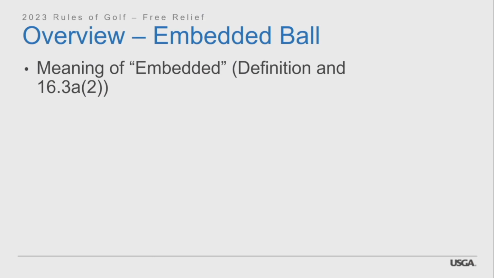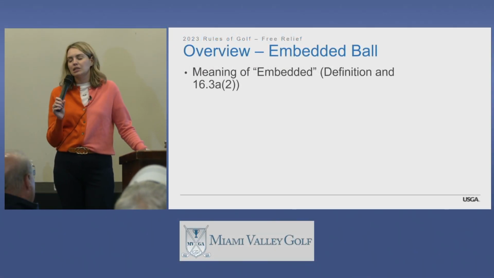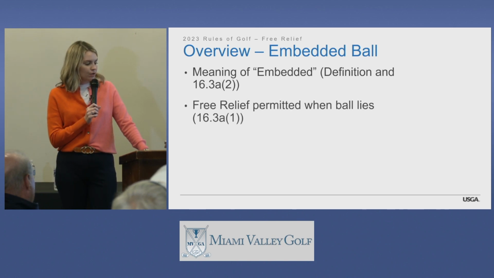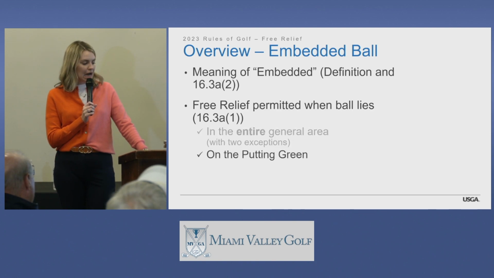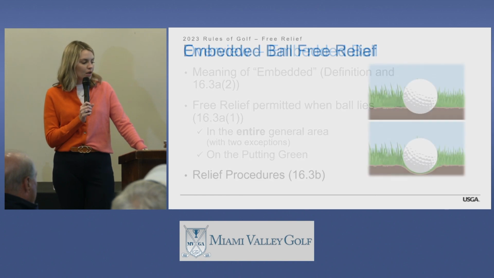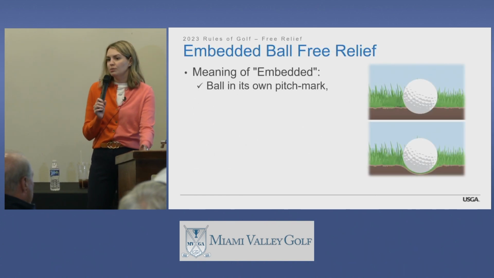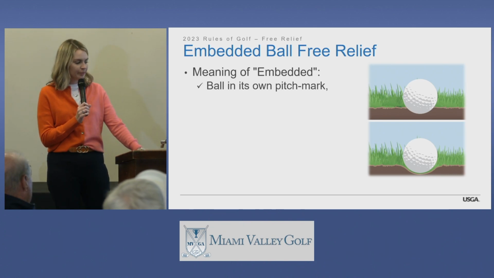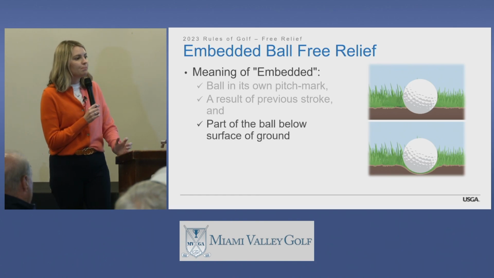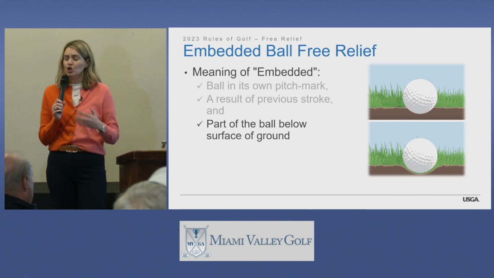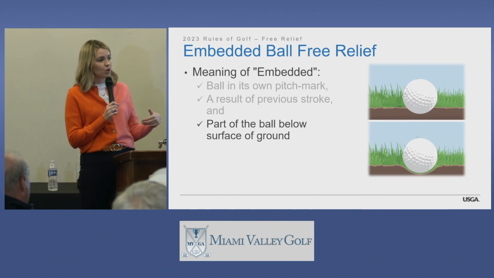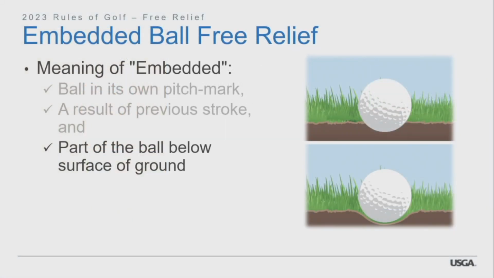We touched on embedded ball relief earlier with the major changes as it relates to that reference point where we're going to start from, but we'll backtrack a little bit to talk about when a ball is embedded, where we're able to take that free relief, and how do we go about doing that. For a ball to be embedded, it needs to be in its own pitch mark as a result of that previous stroke. And part of that ball needs to be below the level of the ground. The ball doesn't necessarily have to break through the ground and be touching soil. We can see in that bottom image, there's some leaves, grass kind of intervening between the ball and the soil, but that ball is below the level of the ground. So that player would have an embedded ball and would be able to take free relief.